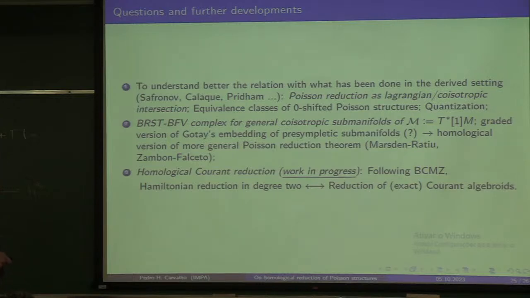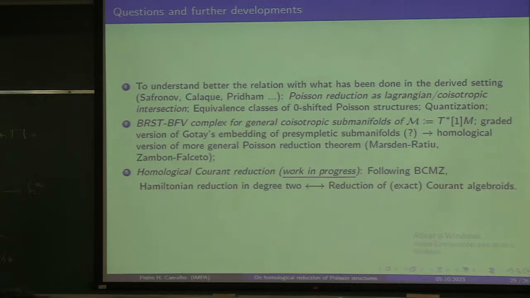Following ideas of Burstein, Cattaneo, Mehta, and Zambon, we have a correspondence between Hamiltonian reduction in degree 2 and reduction of exact Courant algebroids in the sense of Burstein, Gualtieri, and Cavalcanti. So you can apply these ideas of homological reductions on this side, and translate this to this side to get some homological model for doing Courant reduction.